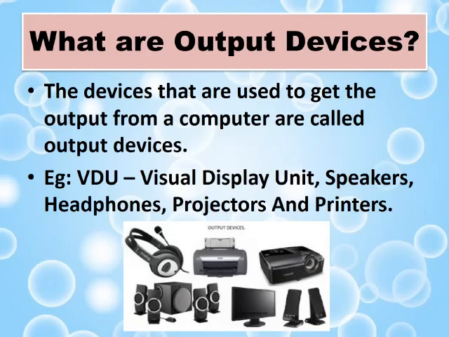So next one comes our headphone. We can hear what the sound is in the computer, the music, whatever we want to listen. We can even wear our headphone and listen to the music. The sound is coming out from the computer and we are getting it through the headphone. So that is an output device.